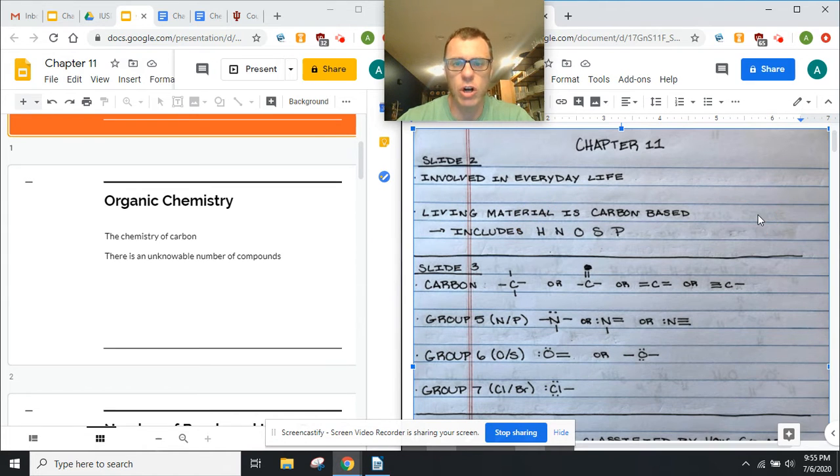Living material is carbon based, so everything that we're made of is carbon based. However, there are some other elements that are going to be included in this. We're going to have hydrogen, nitrogen, oxygen, sulfur, and phosphorus. And those other elements actually play a huge role in what's going on. But we're going to be focused on carbon.